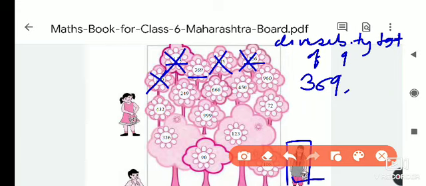Next it is 249. So 2 plus 4 is 6, and 6 plus 9 is equal to 15. So 15 is not divisible by 9, so she will not take flower from this. Next number is 6 plus 6 plus 6, means 6 3s are 18. 18 is present, 9 1s are 9, 9 2s are 18. So she will take flower from the 666 tree.